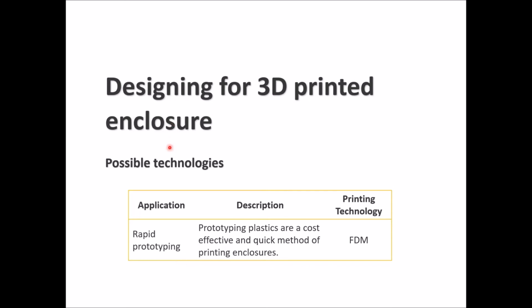Now the possible technologies. Based on what you want the enclosure to be used for, what's your application, based on that you decide your printing technology. So if you are trying to do rapid prototyping, prototyping plastics that are cost effective and a quick method of printing enclosures, then the printing technology will be the FDM.